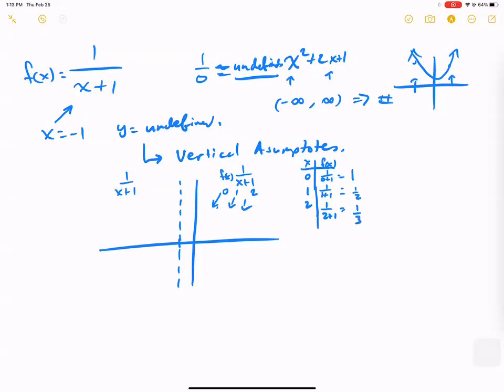What do you think happens as x gets bigger? What if I plug in 10 here? 1 over 10 plus 1 is 1 over 11. Is 1 over 11 a big number or a small number? It is a tiny number. So as x gets bigger, our y values get smaller. Because this is division and our variable is in the denominator, the larger the number that we put in, the smaller our answer is going to be.